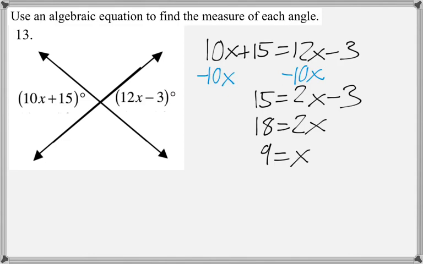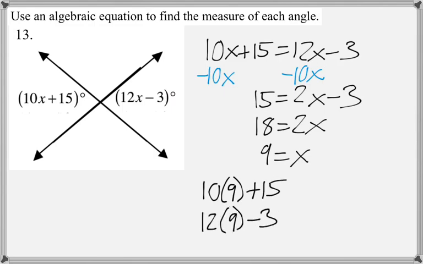Now again, when we find what x is equal to, that's not our answer because we still need to plug it back into the two expressions here. So 10 times 9 plus 15, and 12 times 9 minus 3. So for the first one we get 105 degrees, and for the second one we also get 105 degrees.